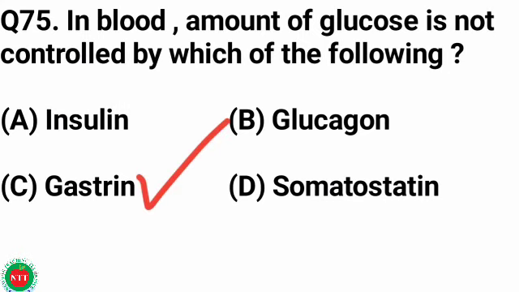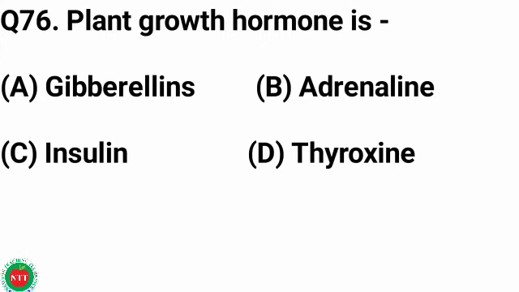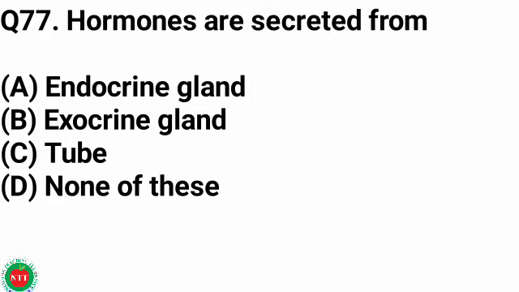Question number 76. Plant growth hormone is gibberellin, adrenaline, insulin, thyroxine. The right answer for this question is A, gibberellins. Question number 77. Hormones are secreted from endocrine gland, exocrine gland, tube, none of these. And the right answer for this question is endocrine gland.